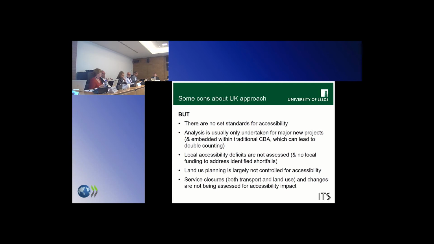There's usually only analysis for impact assessment, which is what the DFT guys, Ivan and Mark, were talking about. It's usually only on big, large projects, and so you don't actually look at accessibility for local projects, and particularly there's issues around deficits not being addressed because there's no funding to address them. And actually land use planning, in truth, is largely uncontrolled. So if somebody decides that they want to build nth amount of houses in the middle of somewhere where there isn't really very good public transport accessibility, in truth, nobody stops them.